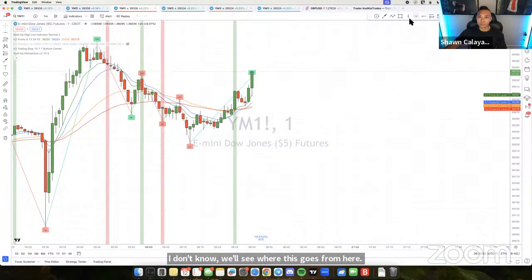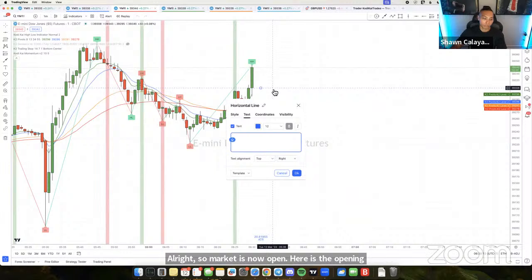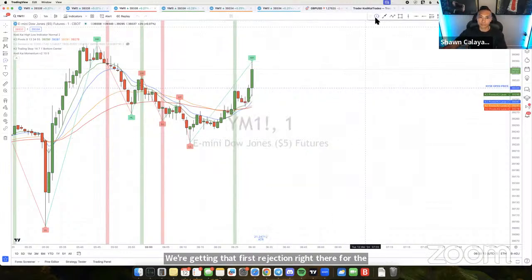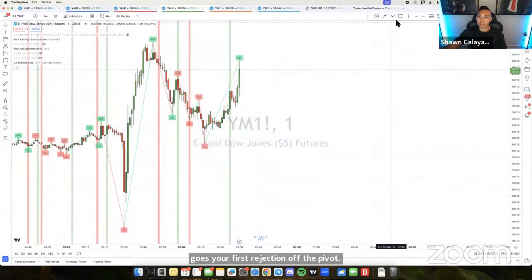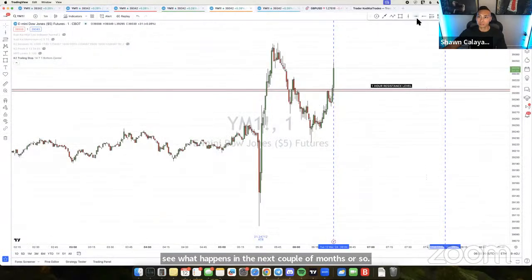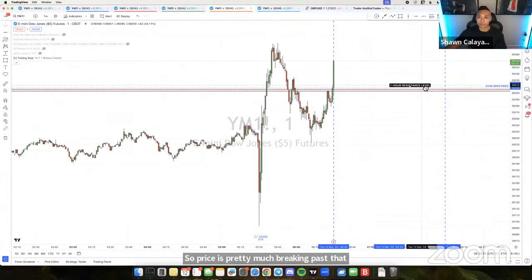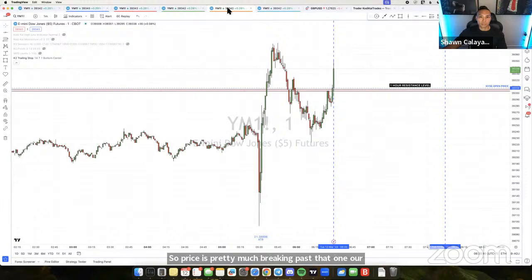All right, guys, so market is now open. Here is the opening candle. We're getting that first rejection right there for the PRB. So if anybody's looking to take the PRB, there goes your first rejection off the pivot. We'll see what happens in the next couple of moments or so. Opening price right there. So price is pretty much breaking past that 1 hour resistance level. We'll see if that gets invalidated and a new level gets created.